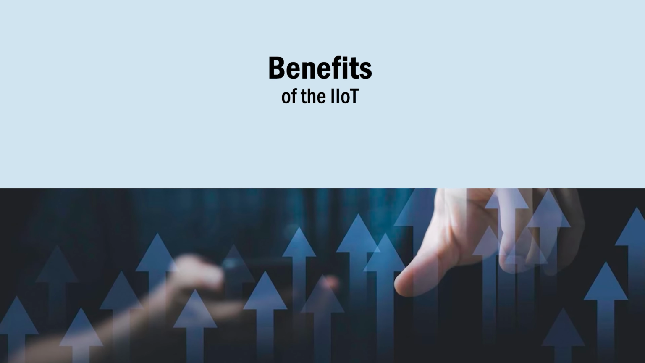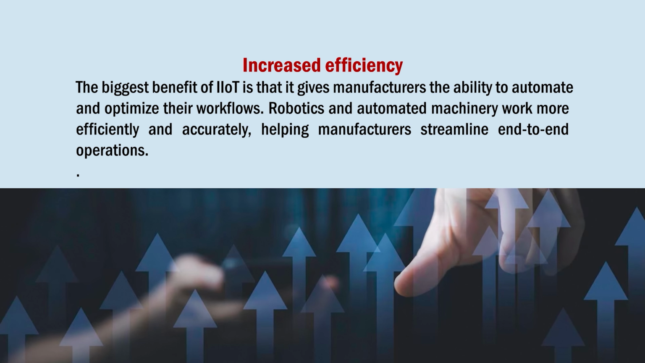So coming to the benefits of Industrial Internet of Things, it has increased efficiency. The biggest benefit of IIoT is to give manufacturers the ability to automate and optimize their workflows. Robotics and automated machinery work more efficiently and accurately, helping manufacturers streamline end-to-end operations.